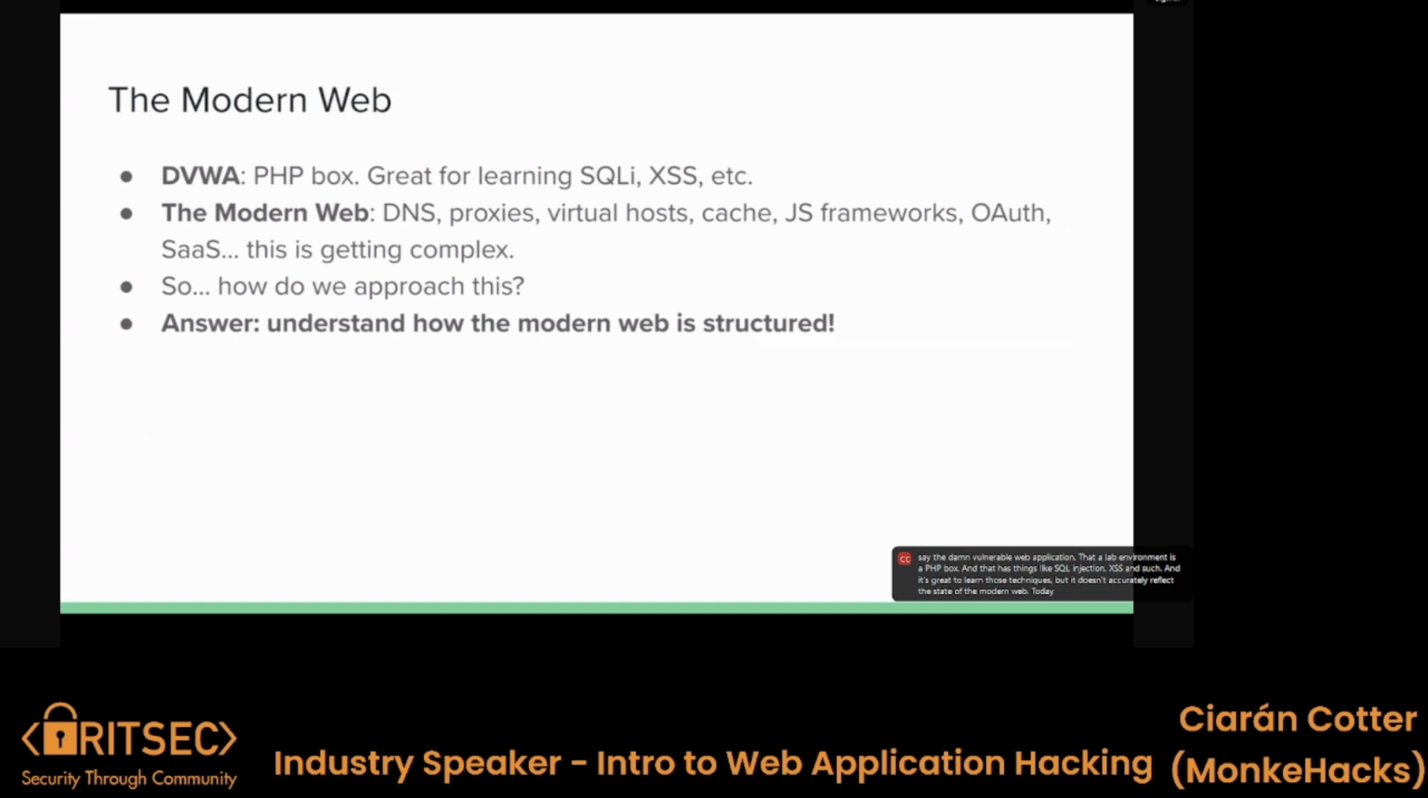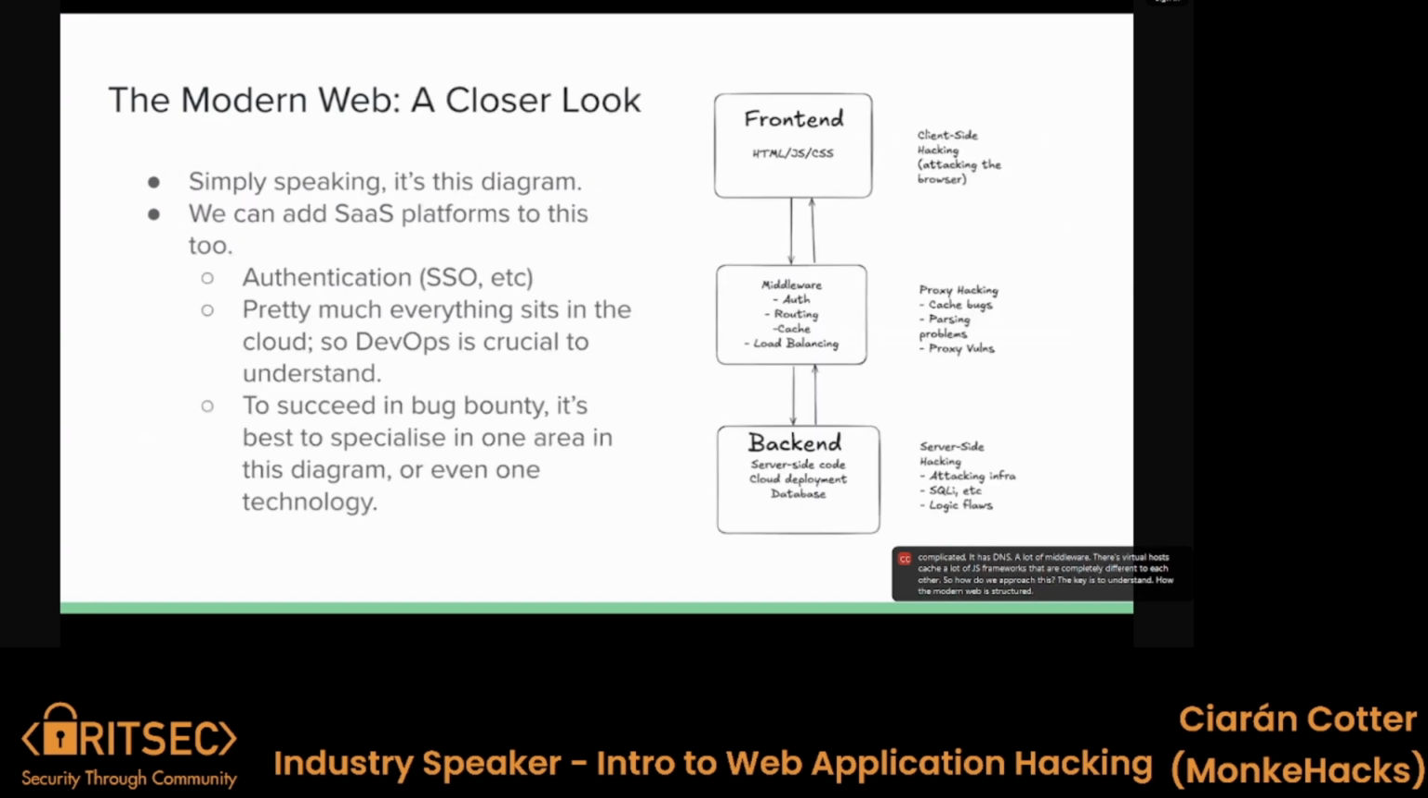And the modern web, I'm sure many of you are aware, is incredibly complicated. It has DNS, a lot of middleware, virtual hosts, cache, a lot of JS frameworks that are completely different to each other. So how do we approach this? The key is to understand how the modern web is structured. And by that, I mean DevOps. Learning DevOps actually really helps with hacking as well, because once you understand the common patterns between how companies write their code, you can start to understand where the discrepancies start to exist in these systems.